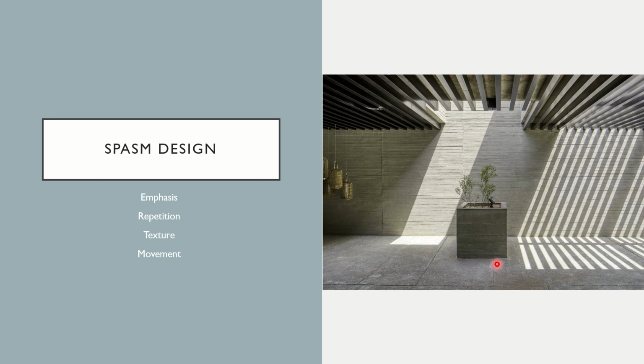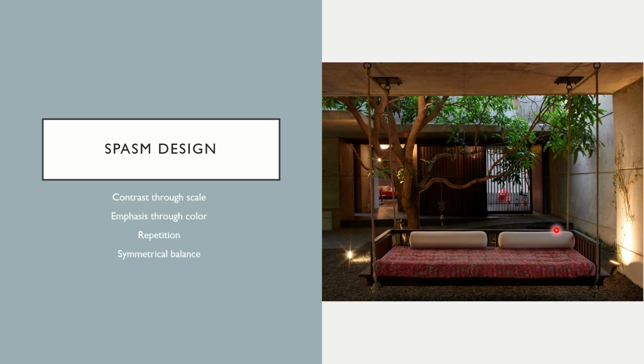Moving ahead, in this modern picture, this plant is giving an emphasis, and the repetition of these blocks and these lines, there is a good texture in this, and through these lights we can see some kind of movement also. Moving ahead, in this picture, we can see contrast through scale in this large jhula as well. And the repetition we can find here. We can see the symmetrical balance also.